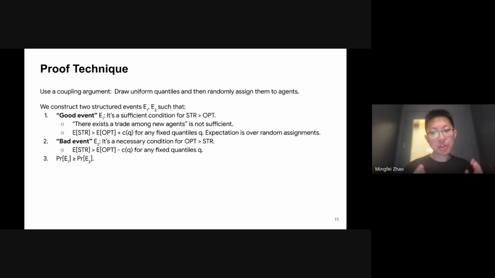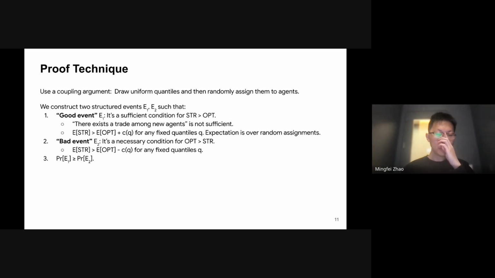Furthermore, we show that we can lower bound the gains of the seller trade reduction compared to the opt. Here we take the expectation over the random assignment and show that we have a lower bound on the expected gains. Also, for the bad event, we need to show that this bad event is a necessary condition for the opt to outperform the seller trade reduction, and moreover, we are able to upper bound the expected loss.